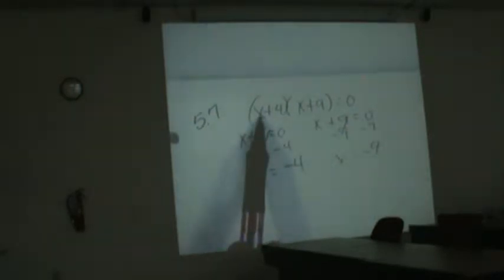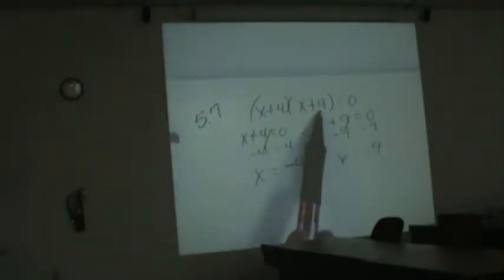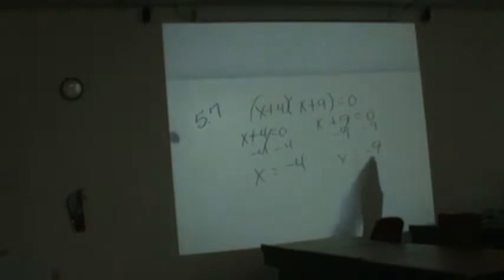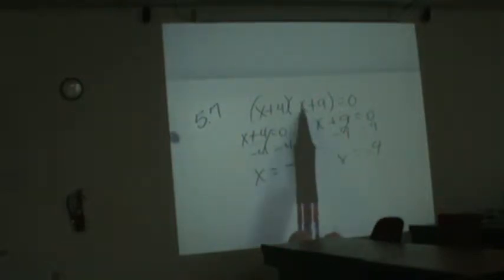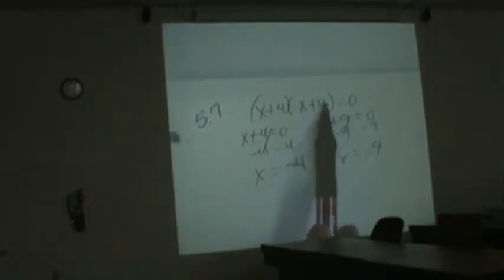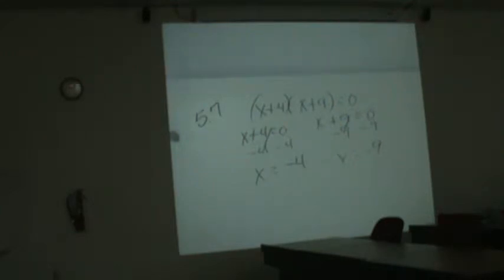So if you put negative 4 here, negative 4 plus 4 is 0. 0 times that is 0. If you put negative 9 right here, negative 9 plus 9 is 0. 0 times that is 0. So you have 2 solutions. Okay? Let's see, give you another one.